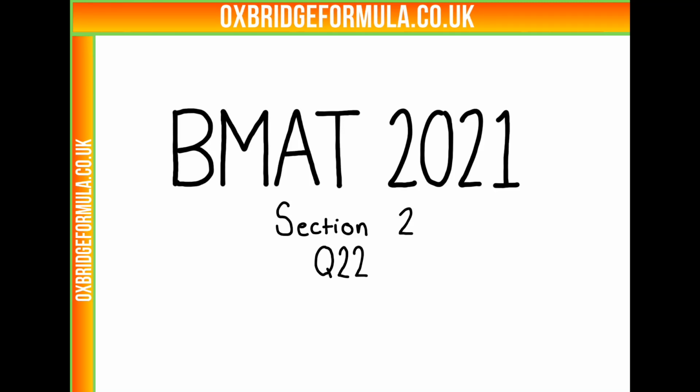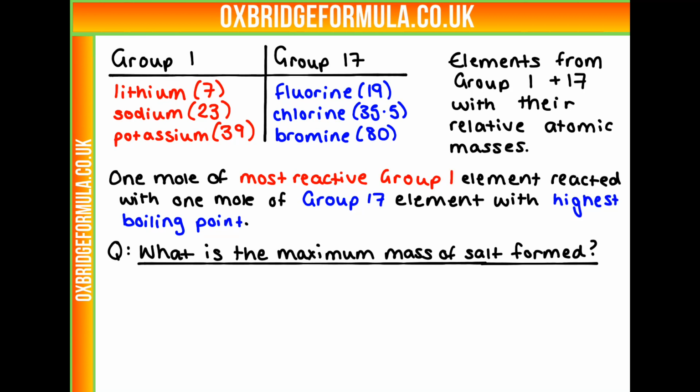This is BMAT 2021, Section 2, Question 22. So for this question, we're given a table of different atoms in Group 1, lithium, sodium and potassium, and different atoms in Group 17, fluorine, chlorine and bromine, with their relative atomic masses given.